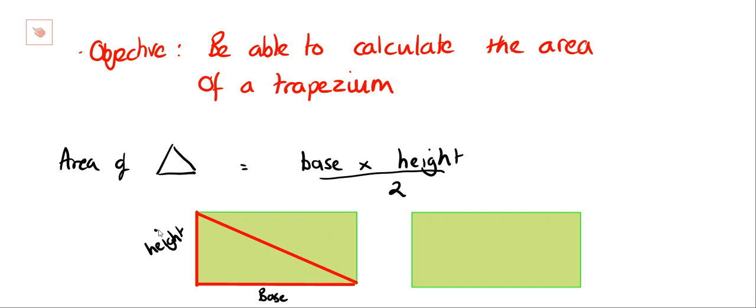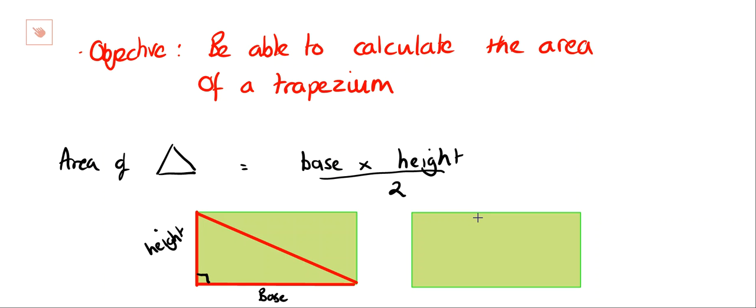The height has to be, if you draw a line from the highest point of the triangle down, it has to be perpendicular to the base. So the height has to be perpendicular to the base, right?